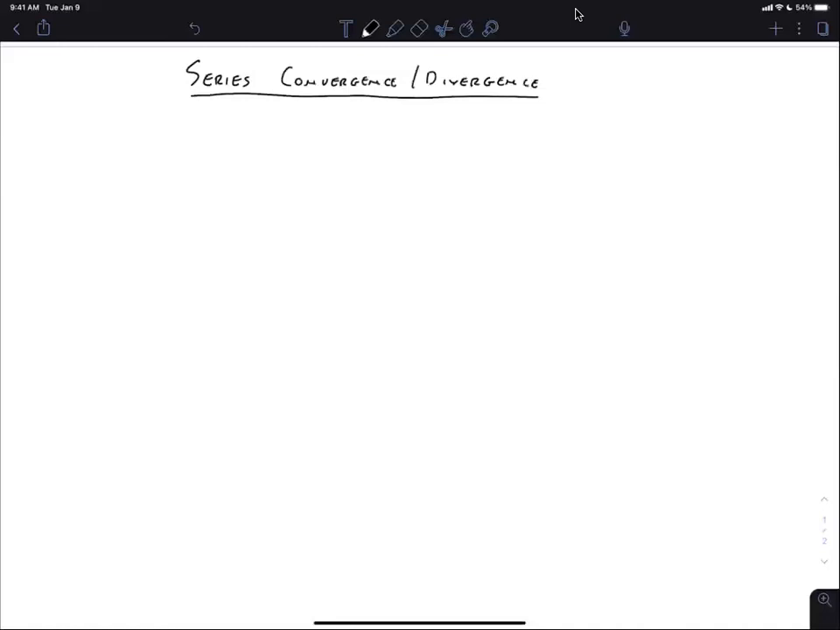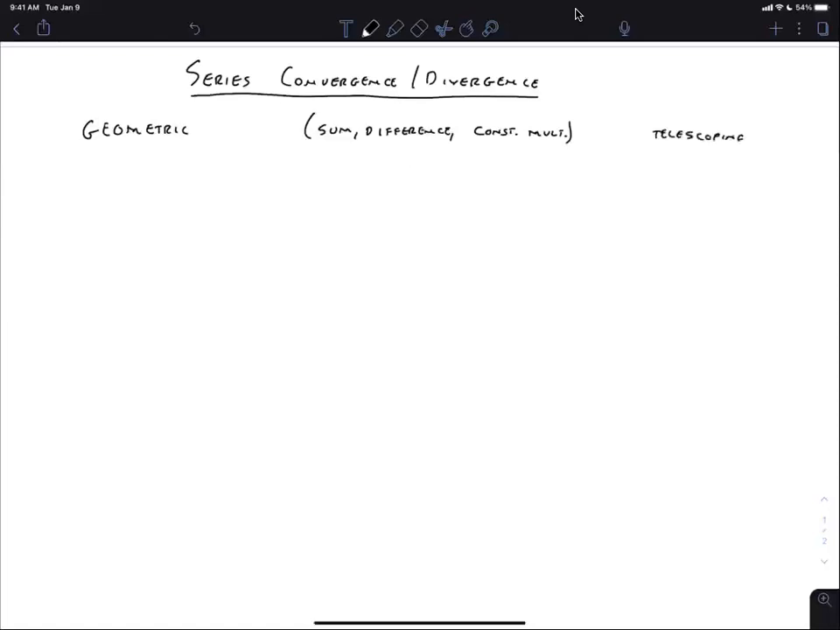So far, what we have done with series is we've talked about geometric series primarily. We've also talked about splitting them up, so like sum, difference, and constant multiple. And then we've talked about telescoping series, which is kind of an aside.